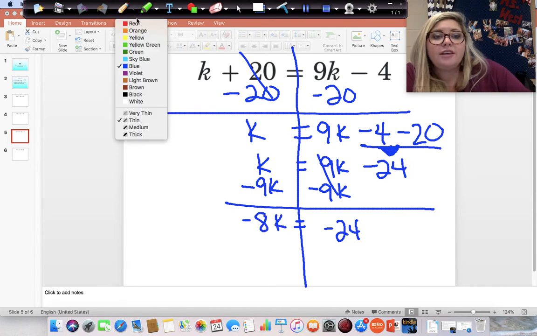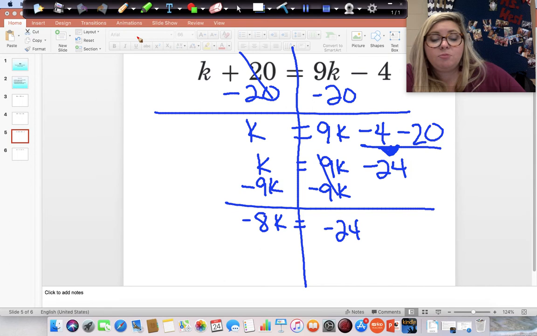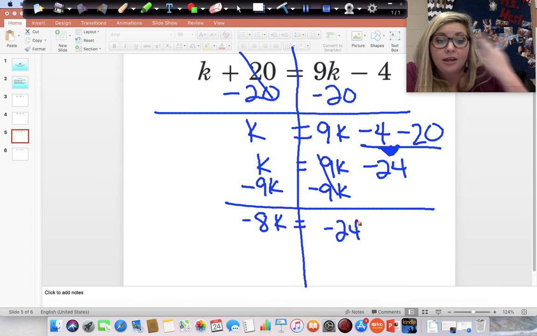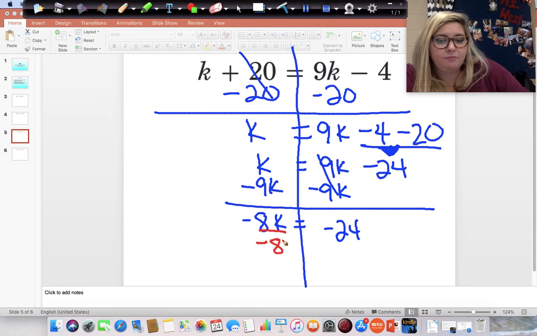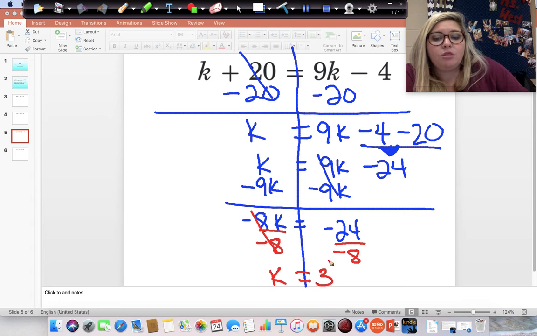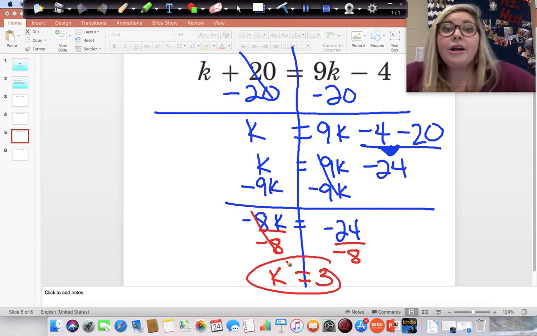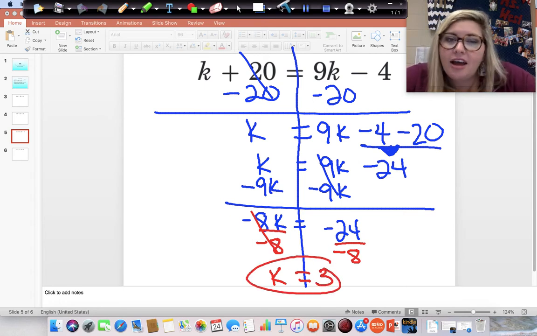To solve this, I want to do the same thing to both sides. So I want to do the opposite of what it says. It says that k is being multiplied times -8, and we want to do the opposite to solve that, which is divide both sides by -8. So -8 divided by -8 is 1, and 1 times k is k, and -24 divided by -8 gives me 3. All right, last problem, and we are done.